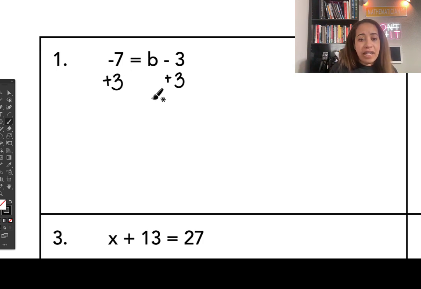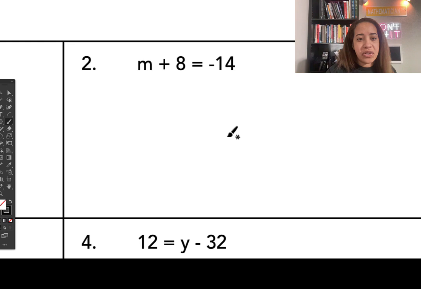Now we've got b all by itself on the right side of the equation, and on the left side, negative 7 plus 3 gives us an answer of negative 4. They have different signs, so I subtracted the numbers. 7 minus 3 is 4, and our higher absolute value was negative, so we do get a negative 4.